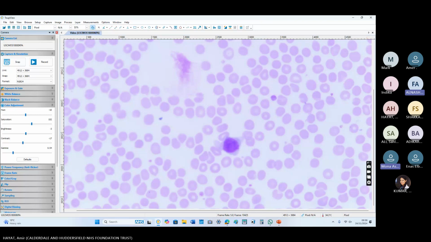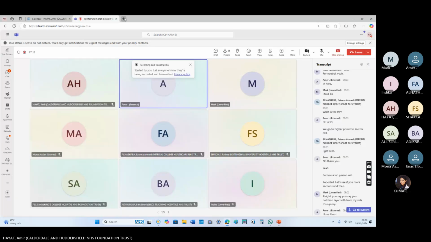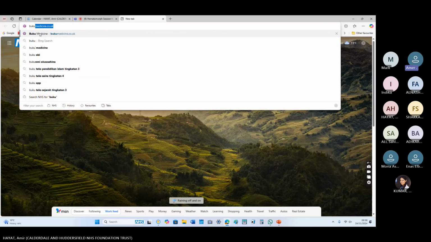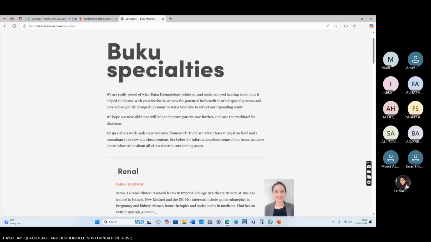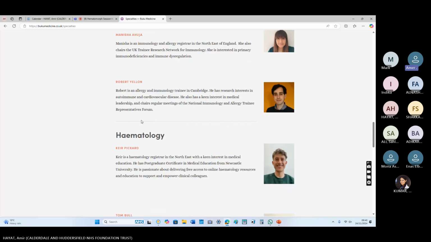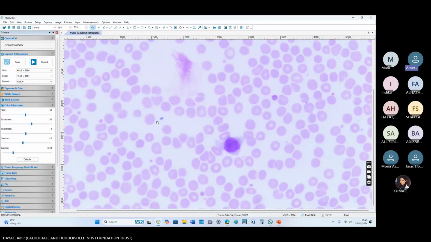Sorry for the interruption. So Boko, spelled B-U-K-U? Great, thank you. I'll show it to you. This one, Book Medicine. It has different specialties, including hematology as well. Yes, there is an application also. You can download it to your phone from the application store.